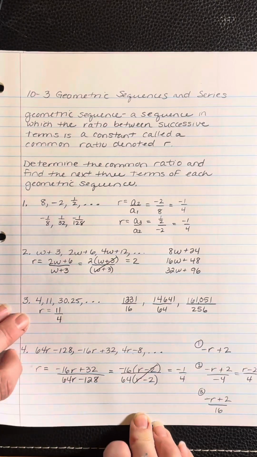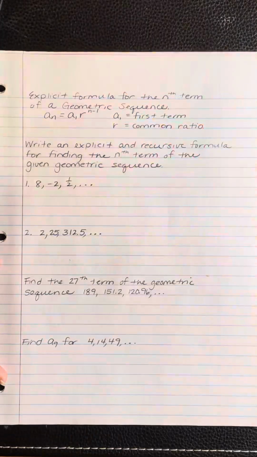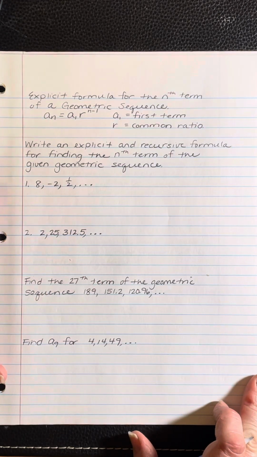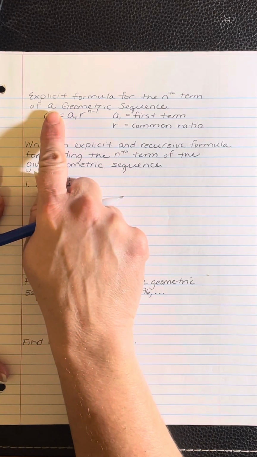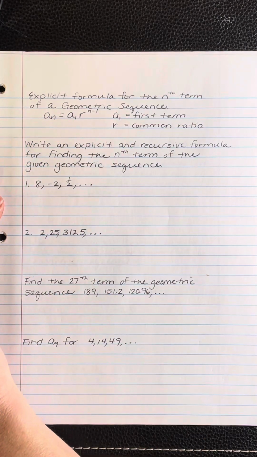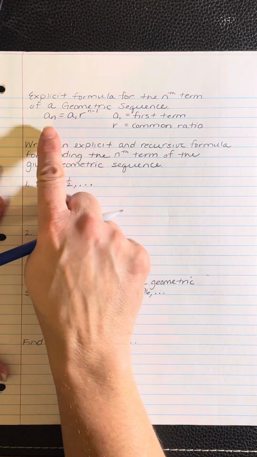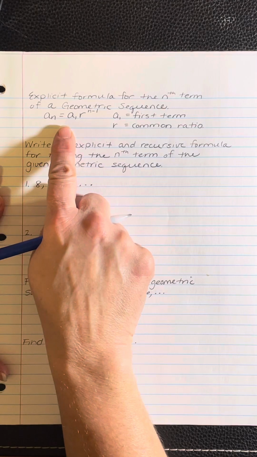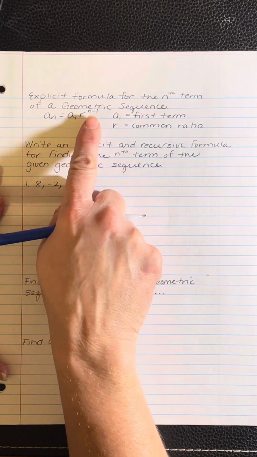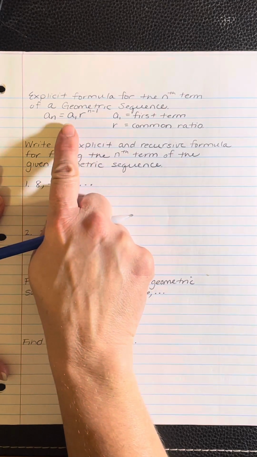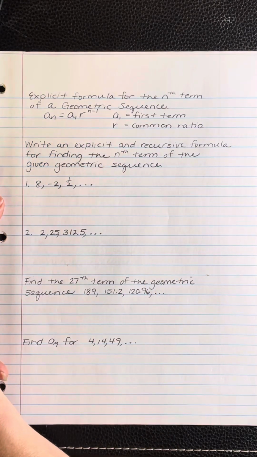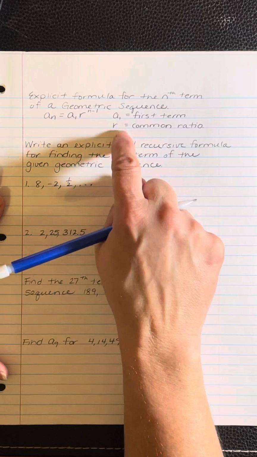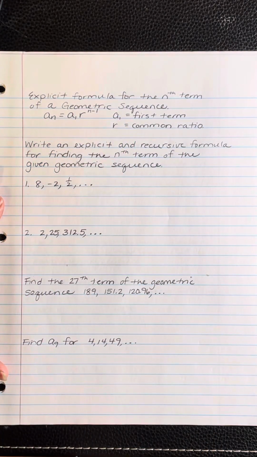All right. Next. An explicit formula for the nth term of a geometric sequence is a sub n equals a sub 1 times r to the n minus 1, where a sub 1 is the first term and r is your common ratio. Okay, so those are the two things that we need to write an explicit formula.